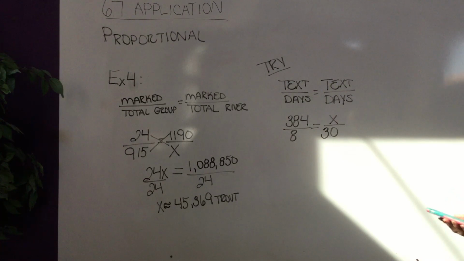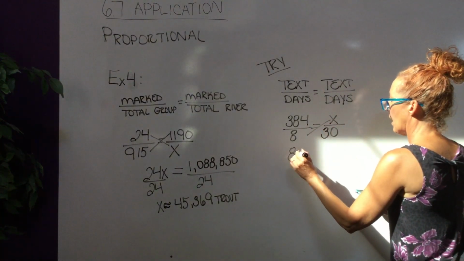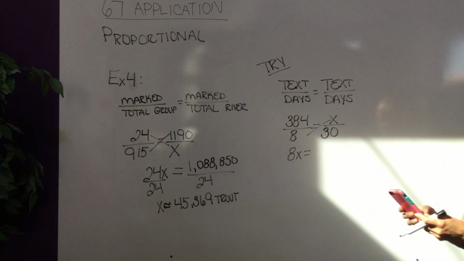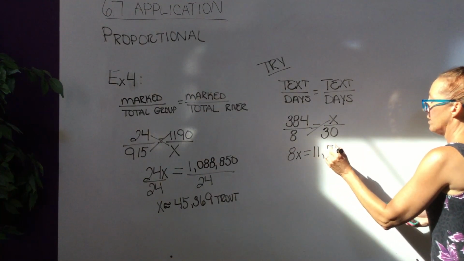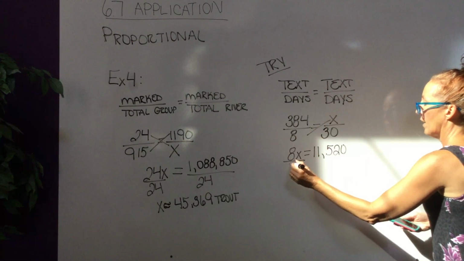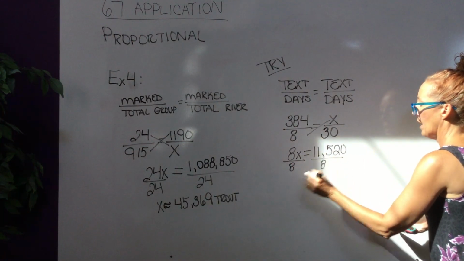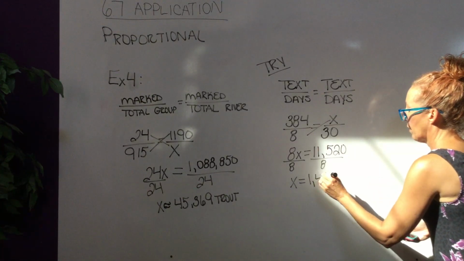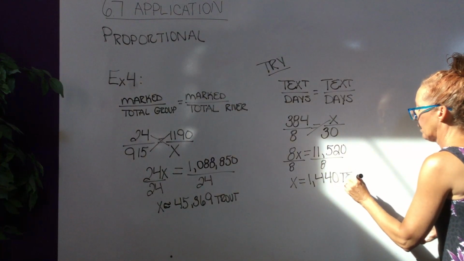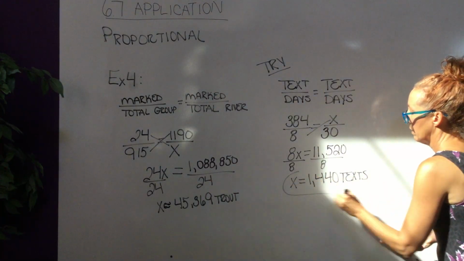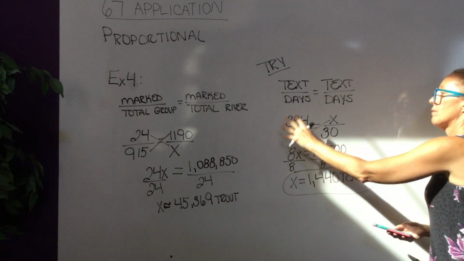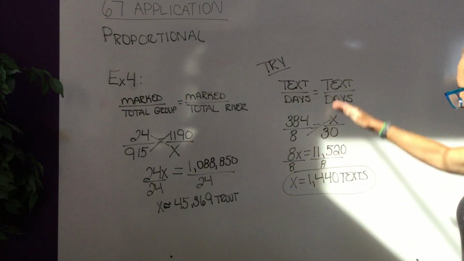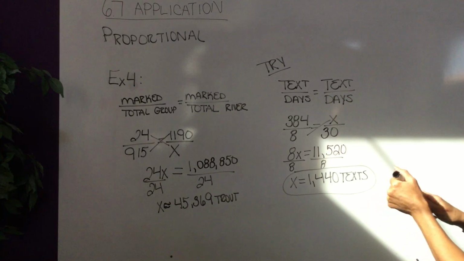So when I go to cross multiply, I'm gonna have 8 times x, and then I've got my calculator here because I'm gonna go 384 times 30 is 11,520, divide by 8, and the answer is 1,440 texts. So we might send and receive a lot more than when I originally copied this problem out of the book, but it is the process that is important, not the number of text messages.